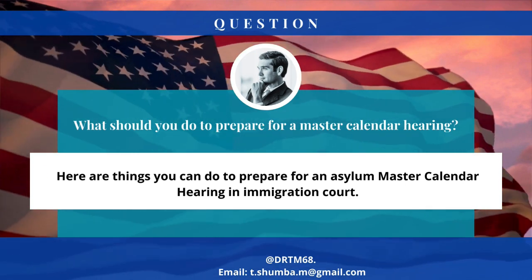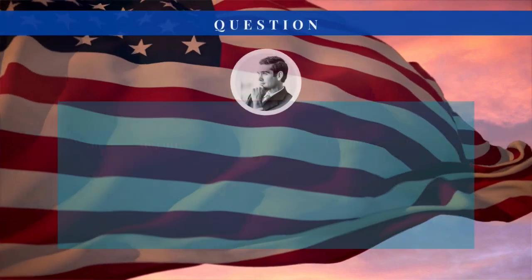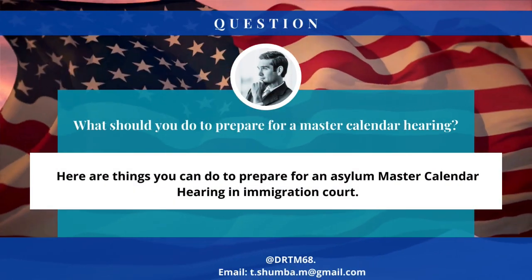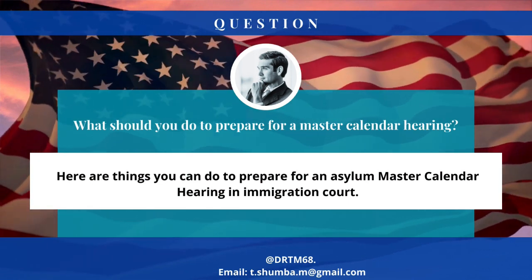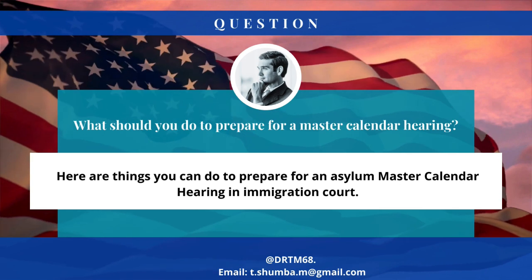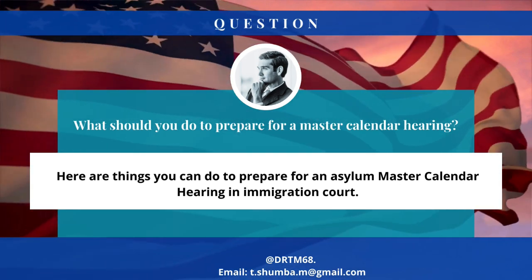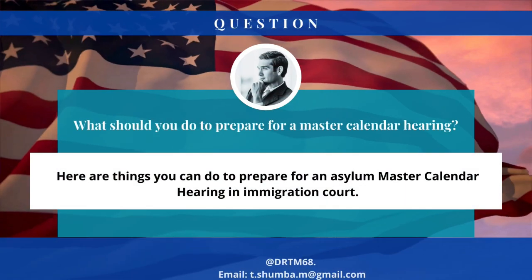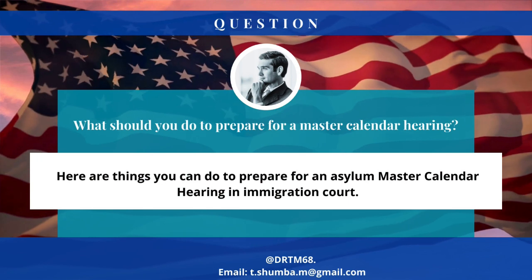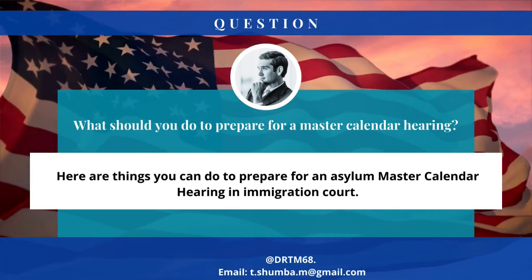Gather necessary documents. Collect all relevant documents related to your asylum claim. This may include any supporting evidence, affidavits, country condition reports, and other materials that strengthen your case. Complete the asylum application. Ensure that you have completed the asylum application, Form I-589, accurately and truthfully. Attach all required supporting documents and submit them to the immigration court within the specified deadlines.